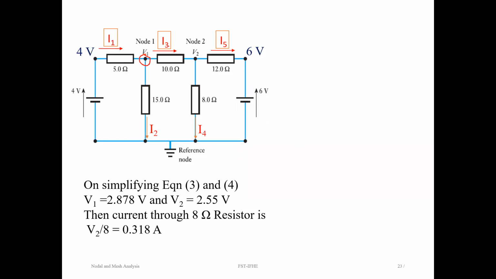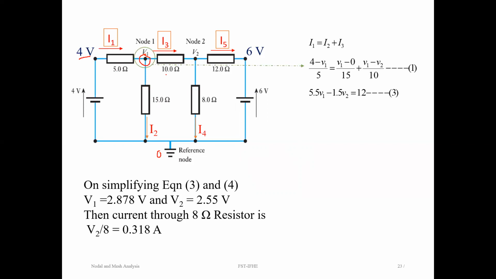Once we write the equation, I1 should be represented in terms of node voltages. So I1 is the current flowing from 4 volts to V1. So what will be I1? 4 minus V1 by 5 ohms. What will be I2? V1 minus 0 by 15 ohms. The current I3 is flowing from V1 to V2, so V1 minus V2 by 10 ohms.